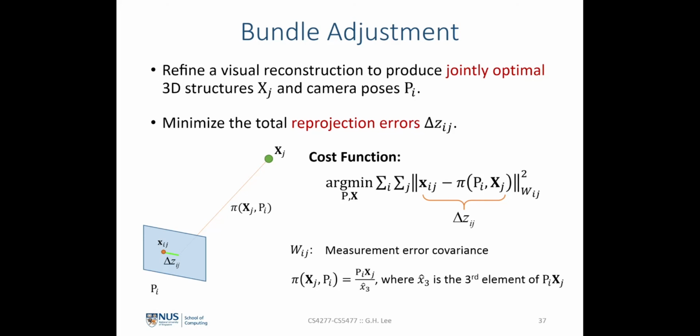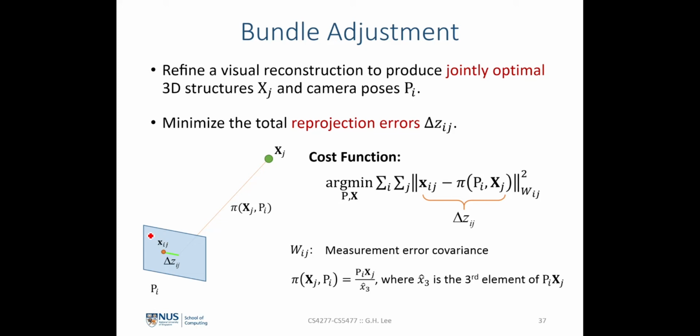So after obtaining the 3D structures as well as the camera poses from the initial reconstruction as mentioned in the earlier slide, the next thing to do would be to apply bundle adjustment on these estimates to obtain a better 3D reconstruction. More specifically, we achieve this by minimizing the total reprojection errors, which we denote as delta Zij over here. And this can be illustrated using this particular figure over here.